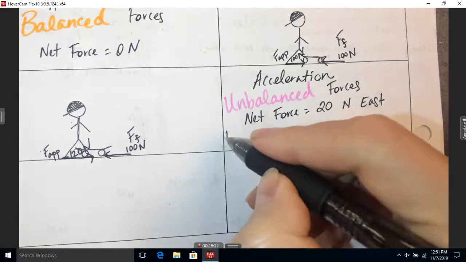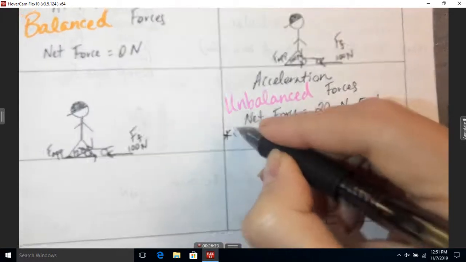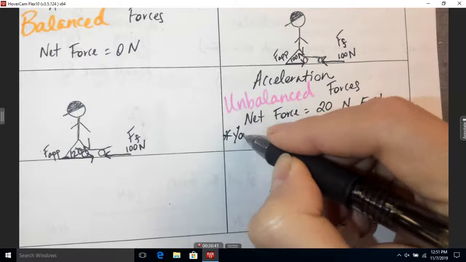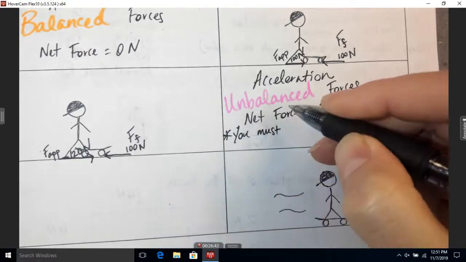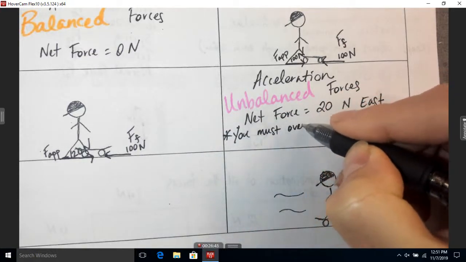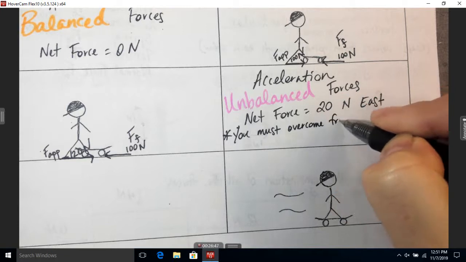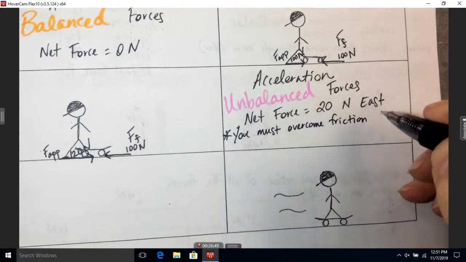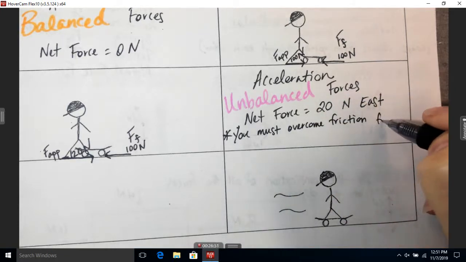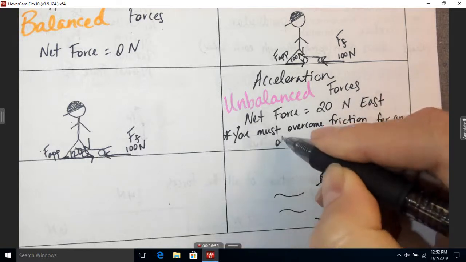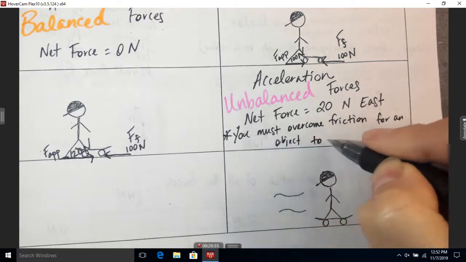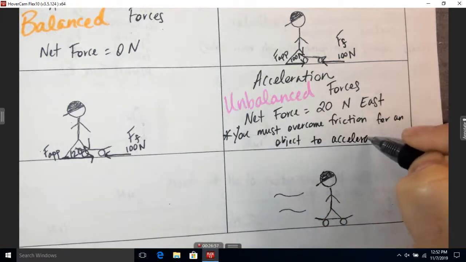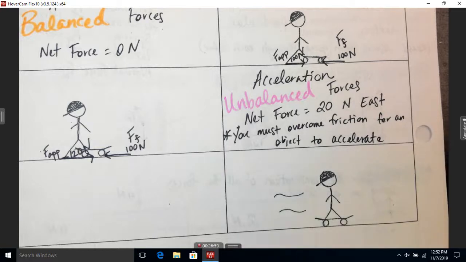Okay, so here is the rule. You must overcome friction for an object to accelerate. You must overcome friction for an object to accelerate.